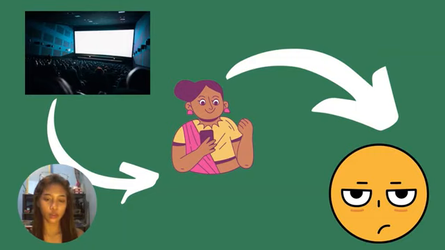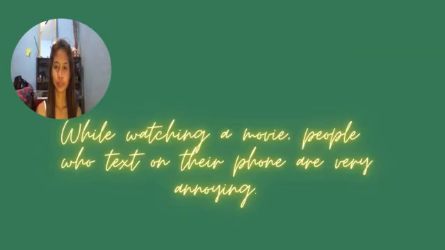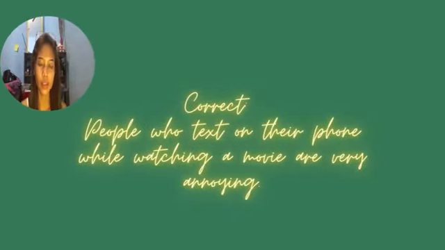Now, can you write a sentence about this? Now we have here a sample sentence. While watching a movie, people who text on their phone are very annoying. But this sentence is not correct, or others may say it is not constructed well. Now, can you construct the sentence for me? Now, this is the correct way of stating that sentence. People who text on their phone while watching a movie are very annoying. Now, can you see the difference between the two?